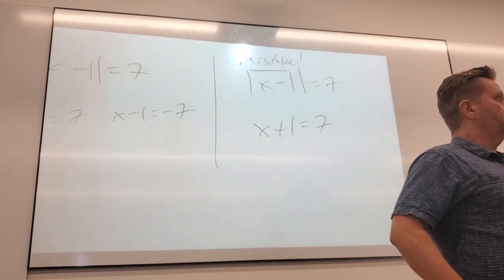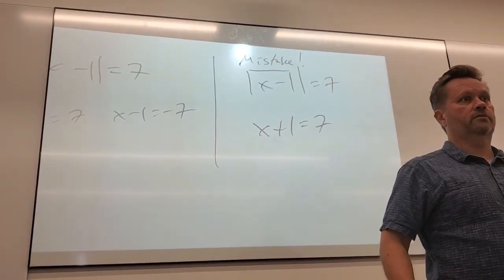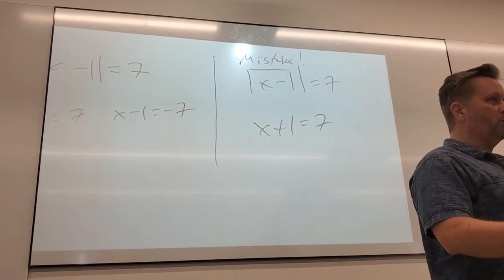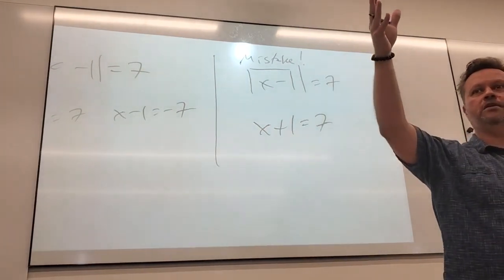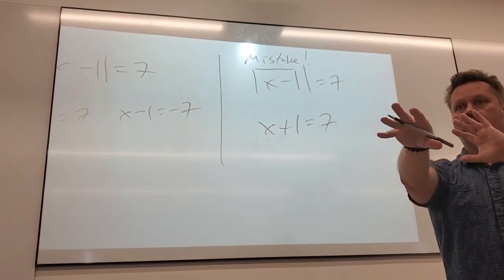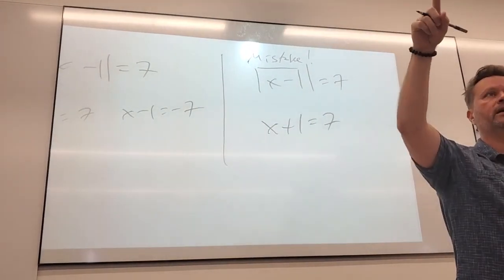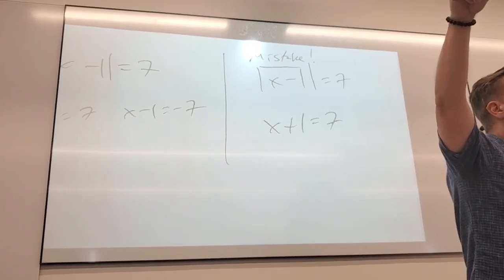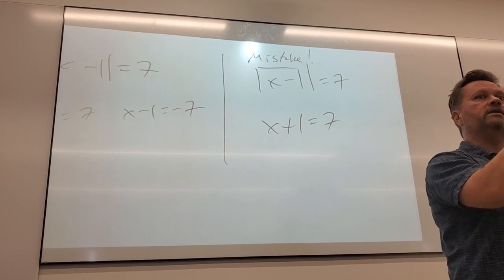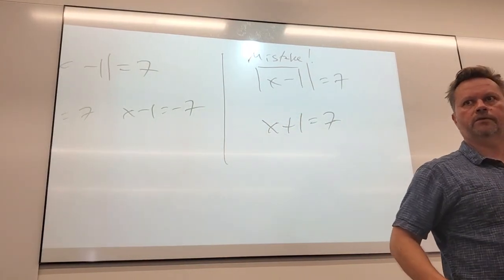You with me? What's 8 minus 1? 7. What's 8 plus 1? Totally different number. I've just completely changed what the equation wanted from me. And again, I'm not coming down on you because a lot of people do that. It's a very common mistake because our brain says absolute value makes things positive. Sure it does, but not a piece of a number. It makes the entire number positive, right?